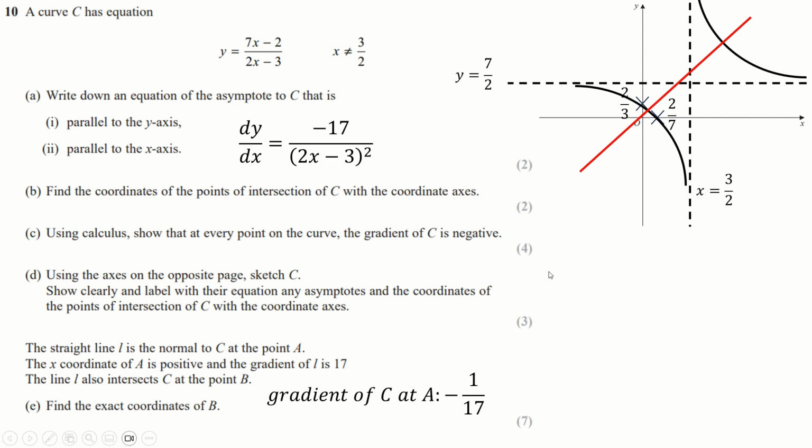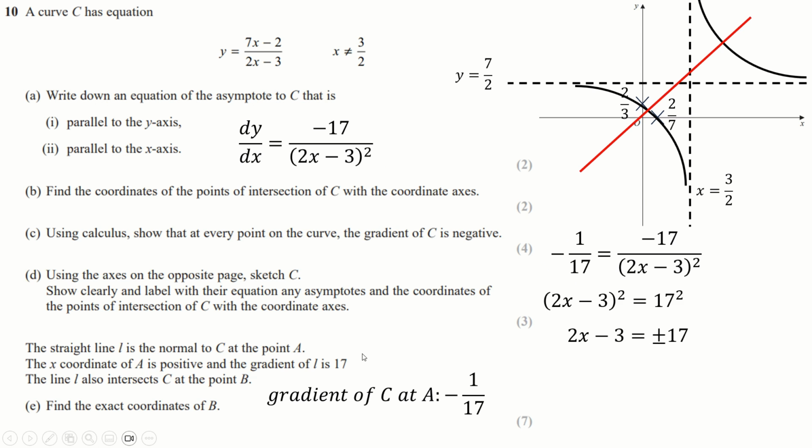So, okay, we've got a lot to do here. That means the gradient of the curve at this same point is minus 1 over 17, because they're normal to each other. So let's set minus 1 over 17 equal to this to solve for x. Cross multiply and get rid of the minuses maybe. You can cancel the squares down to a plus minus, but of course x is positive apparently. So we're actually going to use positive 17, add 3 and divide by 2 and you get x is 10.